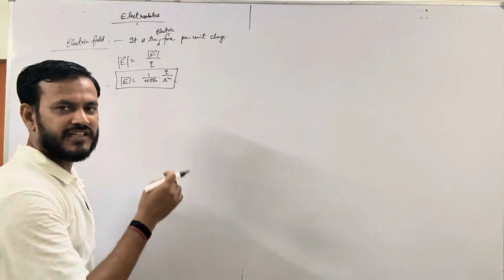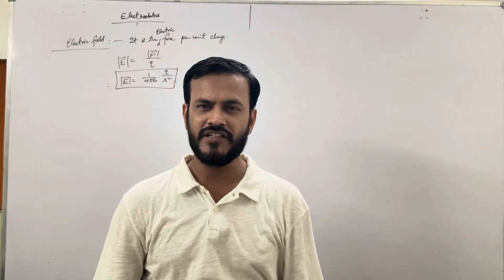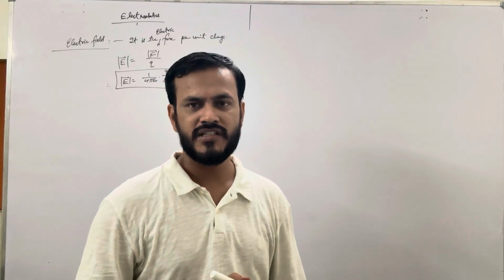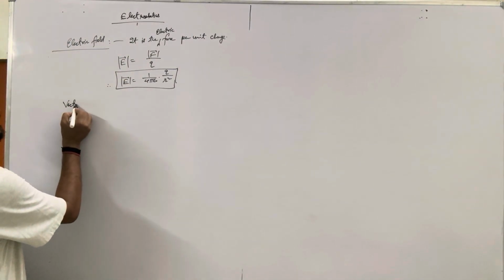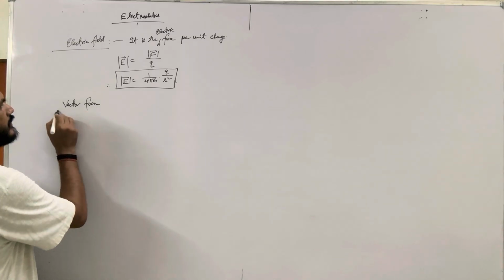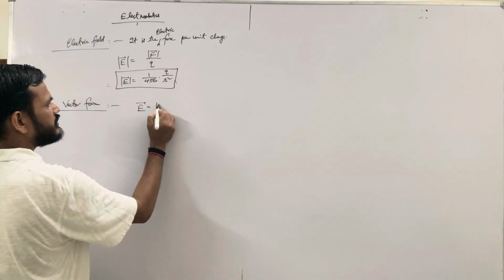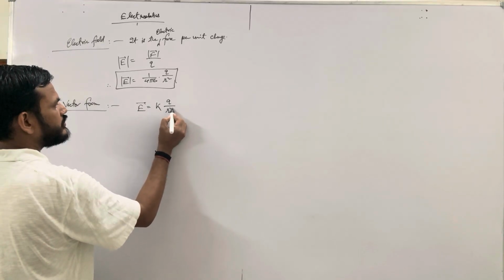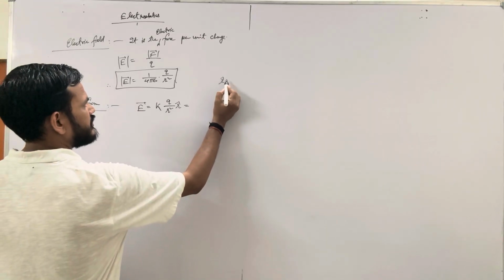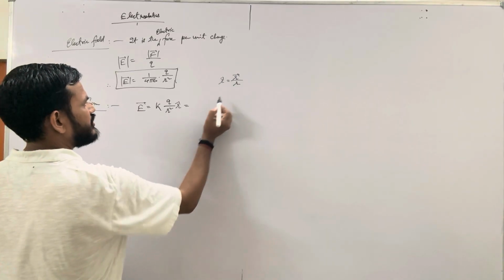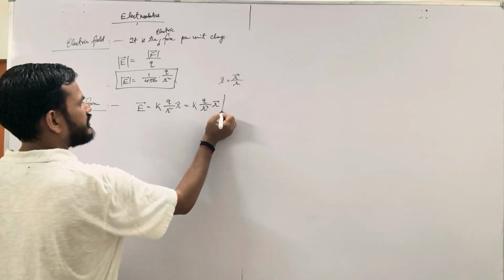In the same way, just like you wrote electric force in vector form, electric field can also be written in vector form. So we can write in vector form E equal to K Q by R square R cap, and you know R cap is R vector divided by magnitude of R, so it becomes K Q by R cube times R vector.